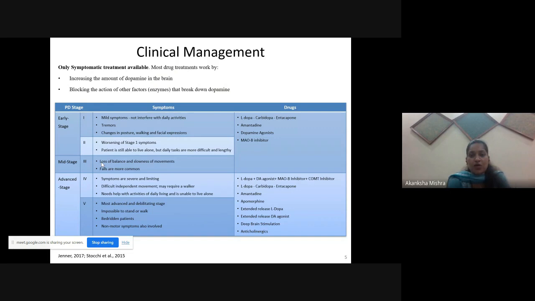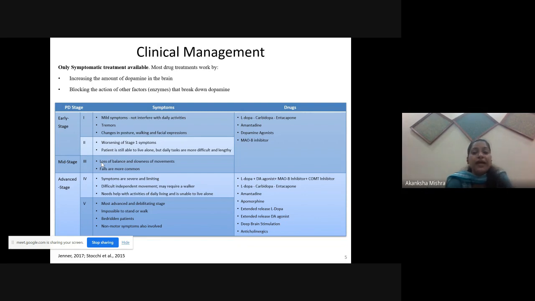So as per the title of my talk, first I'll let you know about the clinical management of PD, meaning the current treatment approaches. We know that symptomatic treatment is available, meaning the symptoms are getting cured. How? Because dopamine is involved in these symptoms appearing. That is the reason why most drug treatments increase the amount of dopamine in the brain, so that more dopamine gets attached to the receptor and shows normal movement.